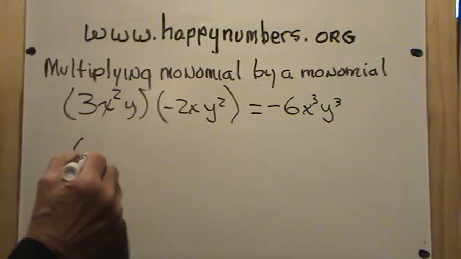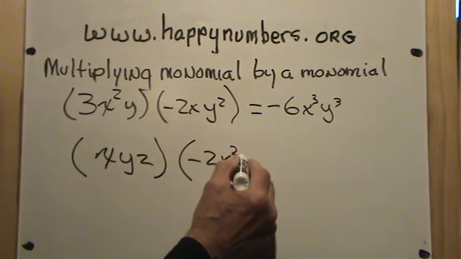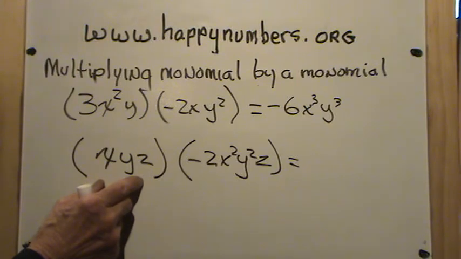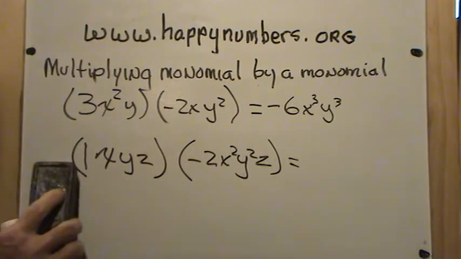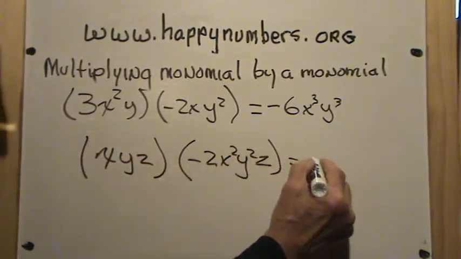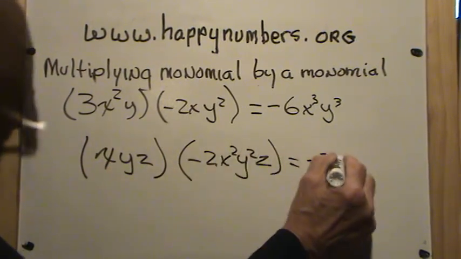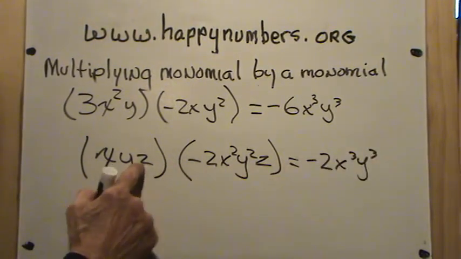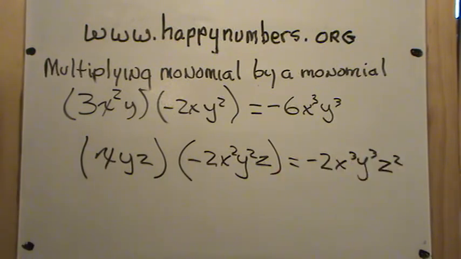And in a problem like this, yz times negative 2x squared y squared z. We have to realize that the coefficient here is really 1. We don't write it, but it is 1. So when I'm multiplying the coefficients, 1 times a negative 2 gives me negative 2, and then I add exponents. x to the first and x to the second gives me x to the third, y to the first and y to the second, y to the third, z to the first, z to the first gives me z to the second, or z squared.